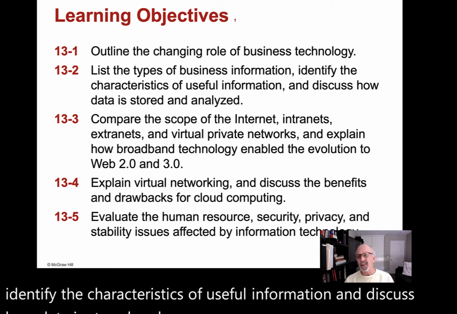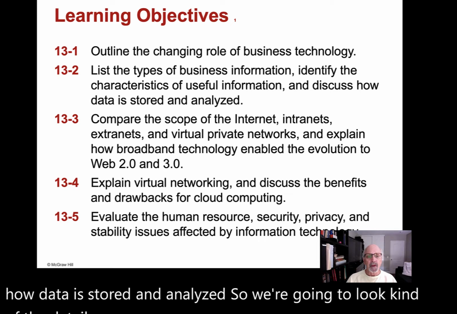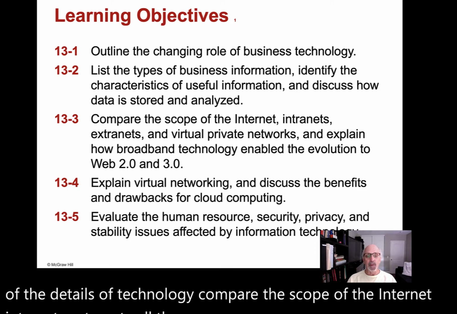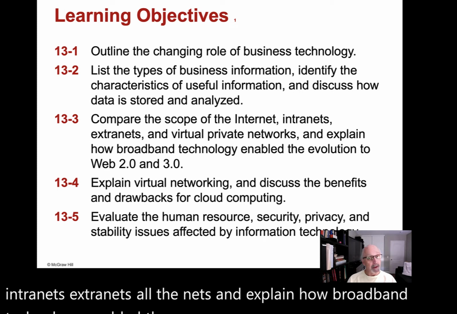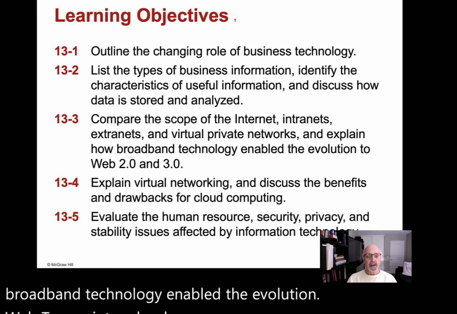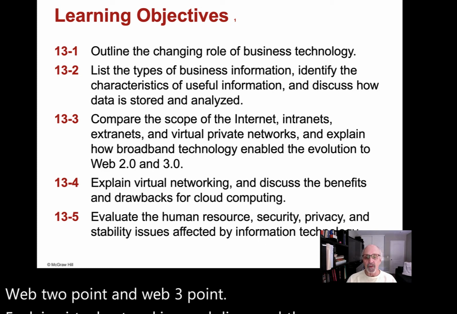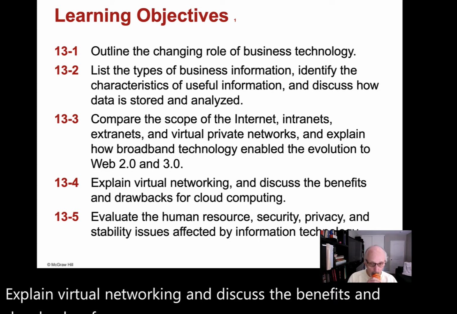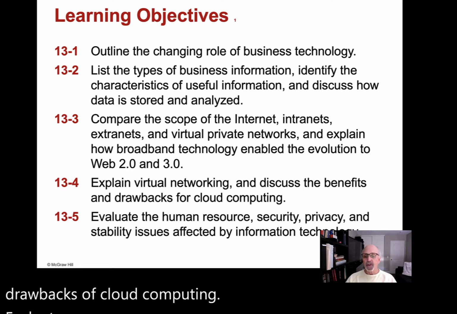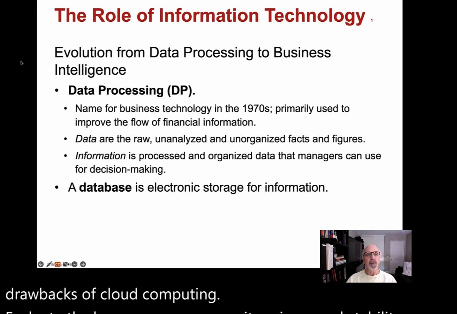So we're going to look at the details of technology. Compare the scope of the internet, intranets, extranets, all the nets, and explain how broadband technology enabled the evolution to Web 2.0 and Web 3.0. Explain virtual networking and discuss the benefits and drawbacks of cloud computing. Evaluate the human resource, security, privacy, and stability issues affected by information technology.